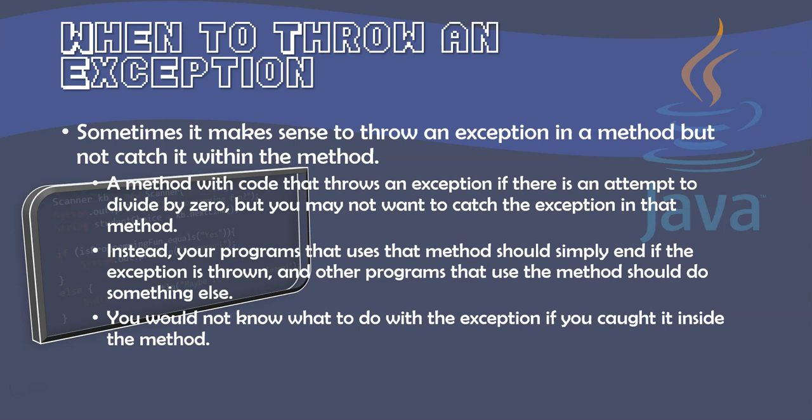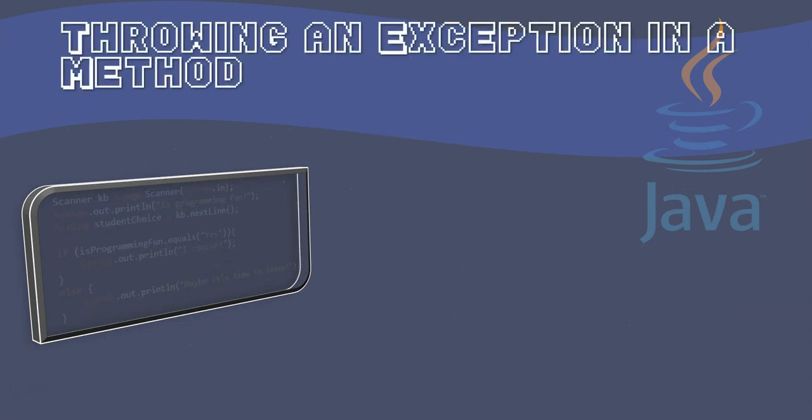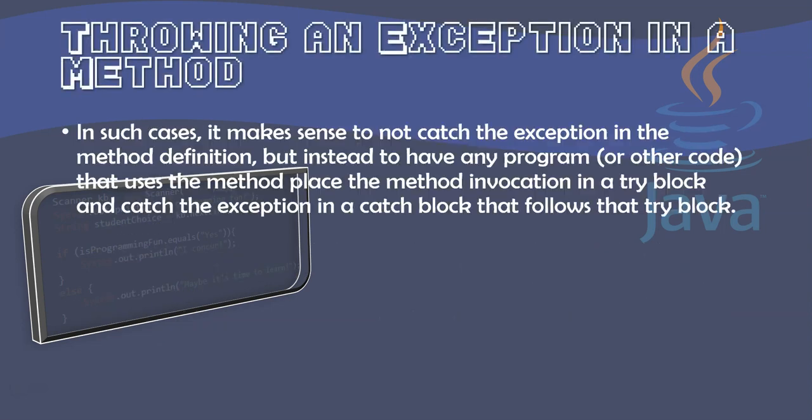So instead, your program is going to use a method that should simply end if that exception is thrown, and maybe other programs that use the method are going to do something else. You're not necessarily going to know what to do with that exception if you caught it inside of that method. And we're going to look at this with an example.